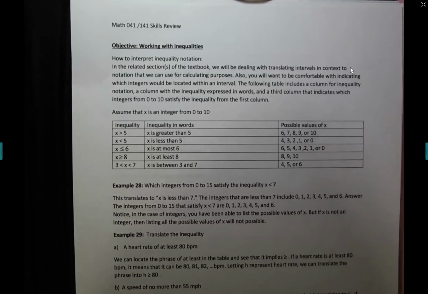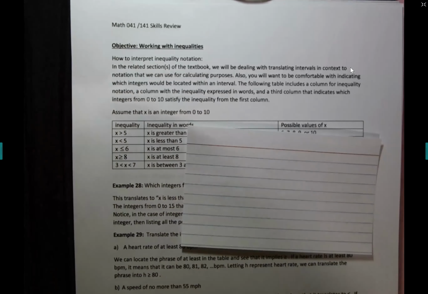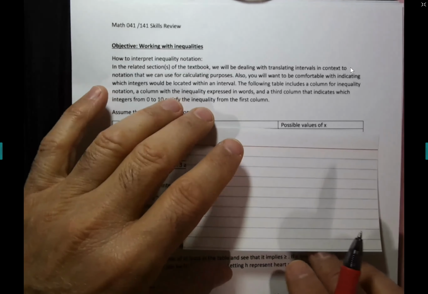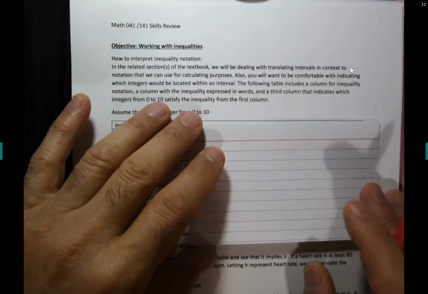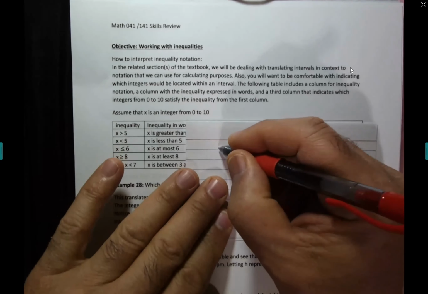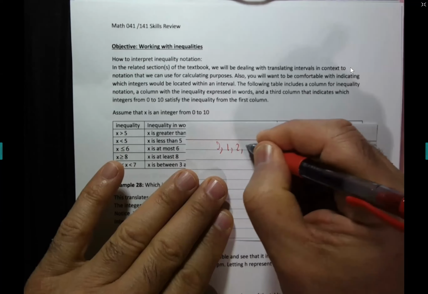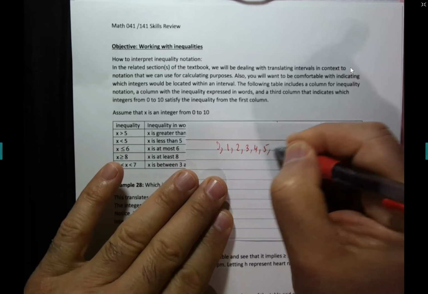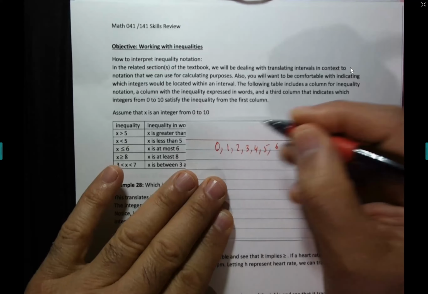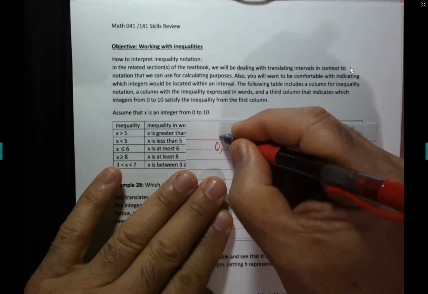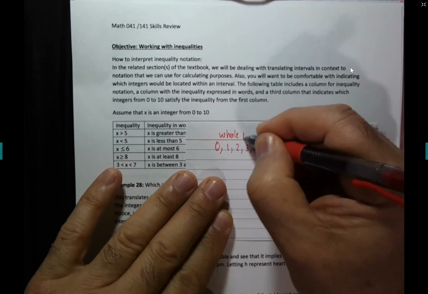So we are reviewing the algebra that we need for chapter 4. First of all, I want to remind you of what an integer is, mainly whole numbers. Here, we'll be working with whole numbers. So whole numbers, or positive integers, are 0, 1, 2, 3, 4, 5, 6, etc. These are called whole numbers.